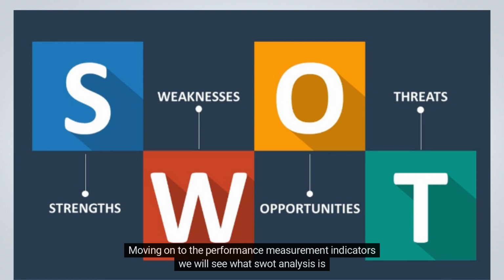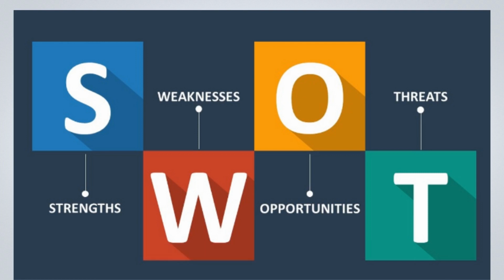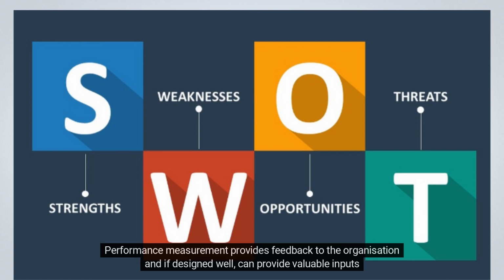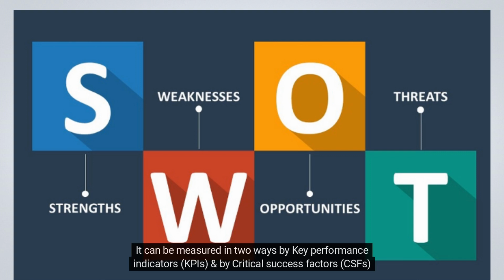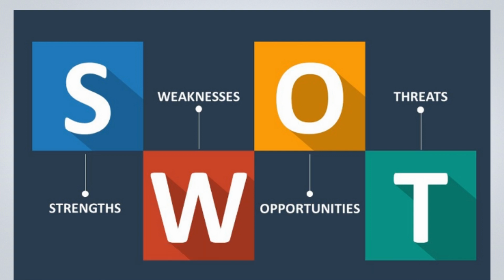Moving on to the performance measurement indicators. Performance measurement provides feedback to the organization and, if designed well, can provide valuable inputs into objective and evidence-based strategies for decision-making. It can be measured in 2 ways: by key performance indicators, KPIs, and by critical success factors, CSFs.